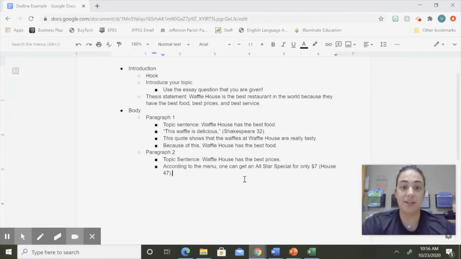This evidence right here from the menu, that's going to be my quote. That's going to be like my quote from Edgar Allan Poe or from Nathaniel Hawthorne. That's where I'm going to plug it in right after my topic sentence. And then you explain your quote or you explain your evidence just like you did before. So this is a great price. Which it is.